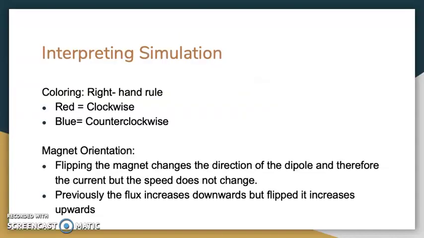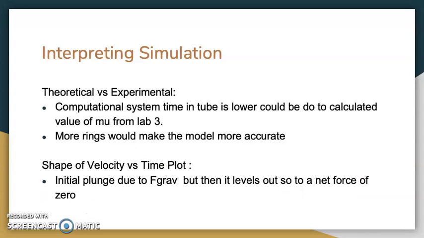Moving on to interpret the simulation, you could see from the previous slide that the red that was shown on the magnet as well as the blue that was shown on the magnet indicated the current, and the red was the clockwise and the blue was the counterclockwise, and this could be determined by using the right-hand rule. If you were to flip the orientation of the magnet, that would change the direction of the dipole, and then that would therefore change the current, but that would not change the speed. And so previously the flux increased downwards, but if you were to flip it, then the flux would then increase upwards.